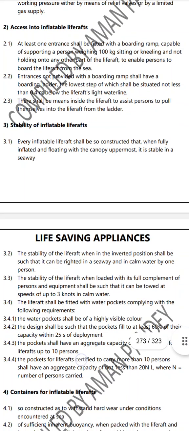Stability of inflatable life raft. Every inflatable life raft, when fully inflated and floating with its canopy erected, shall be stable in a seaway. The stability of the life raft when in the inverted position shall be such that it can be righted in a seaway and in calm water by one person. The stability of the life raft when loaded with its full complement of persons shall be such that it can be towed at a speed of up to 3 knots in calm water.